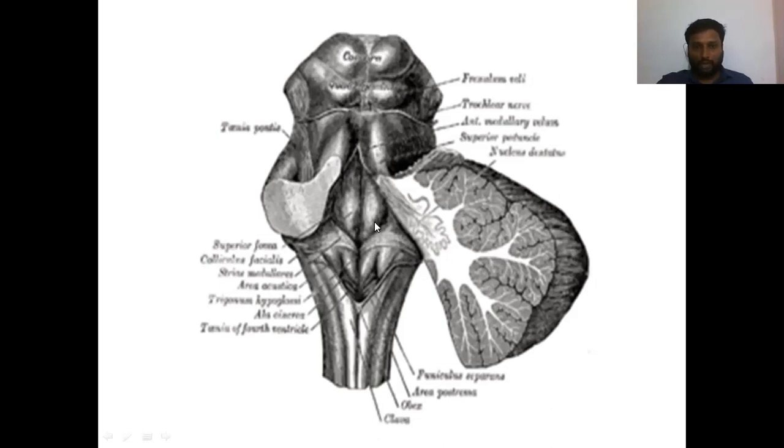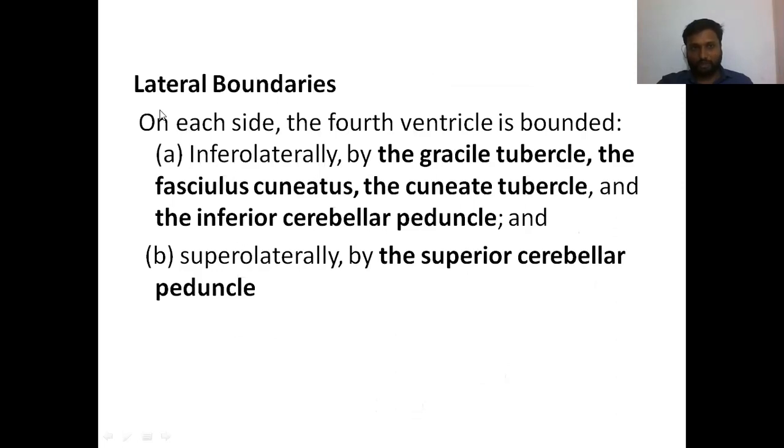So the floor and the roof, these two things are there. Now the lateral boundaries. The lateral boundary in the lower part is formed by the gracile tubercle, then the cuneate tubercle, and the inferior cerebellar peduncle.